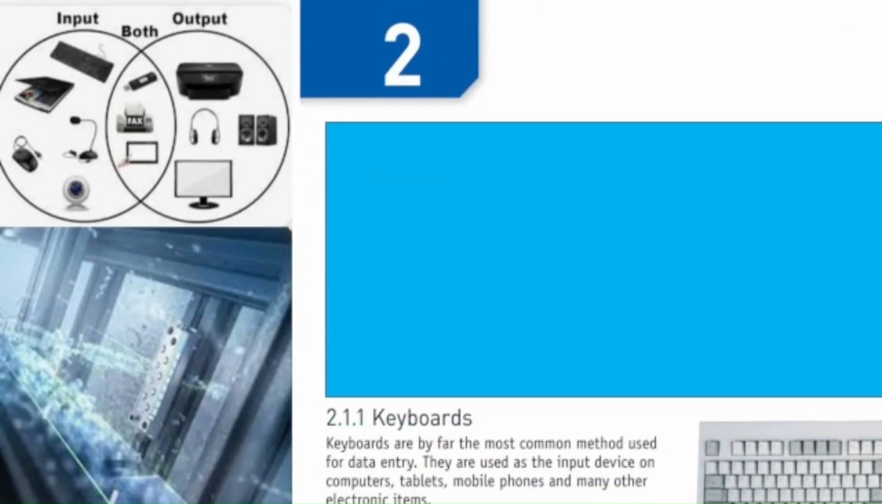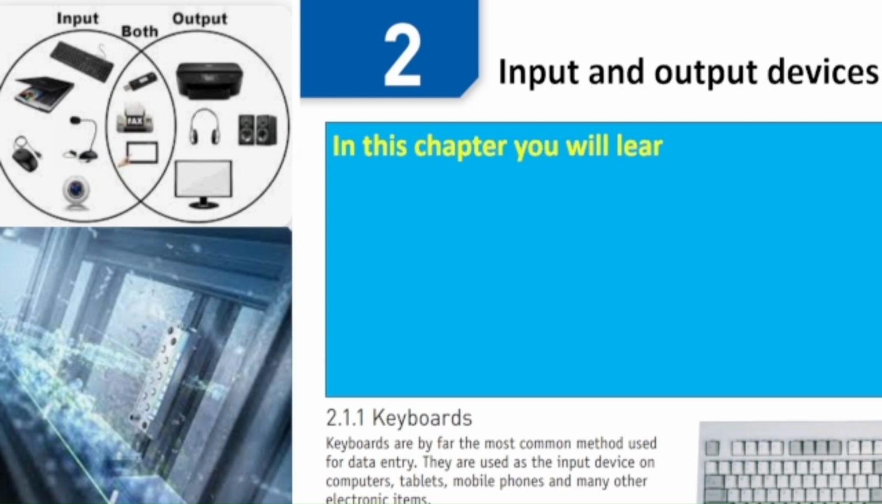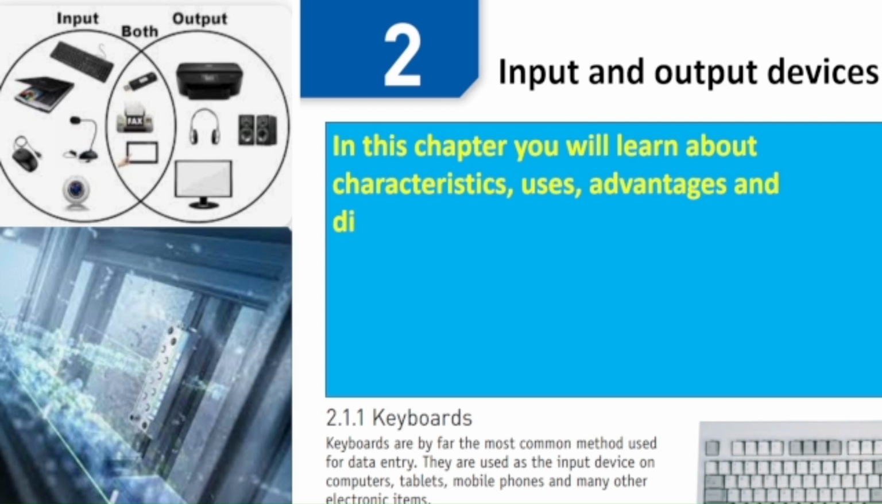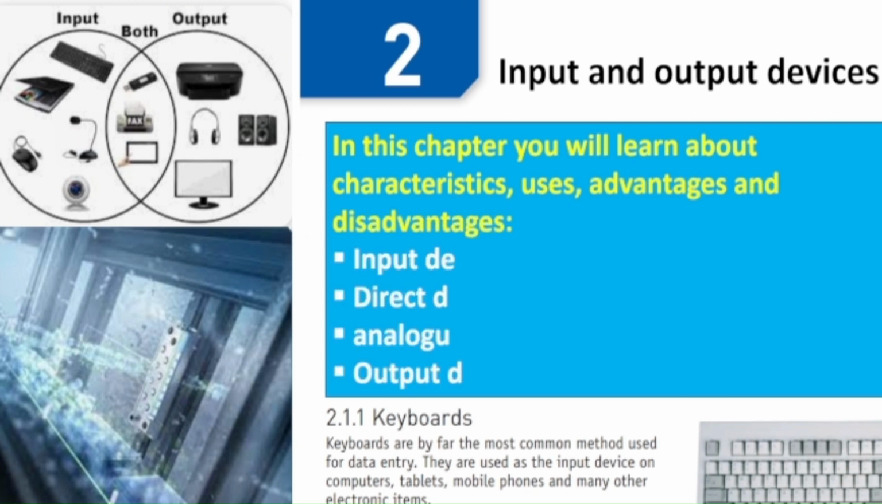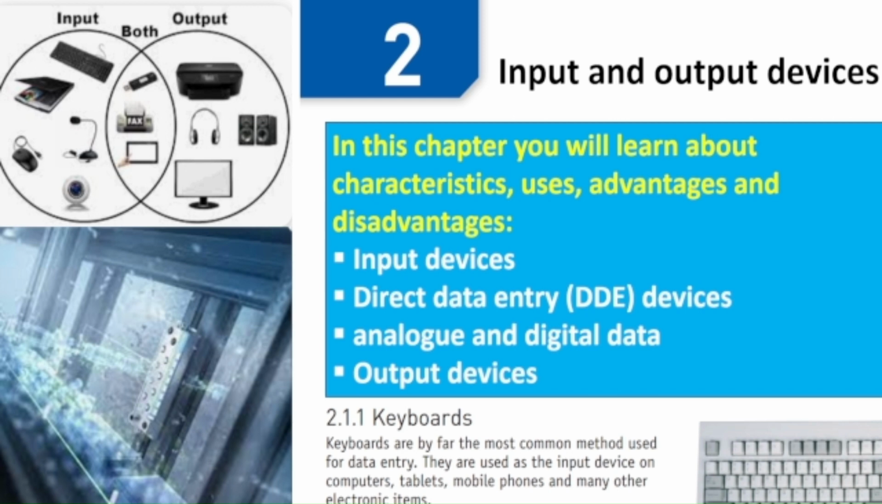In chapter number 2, the title is input and output devices, and in this chapter students will learn about the characteristics, uses, advantages and disadvantages of all IO devices, direct data entry devices, analog and digital data and output devices.